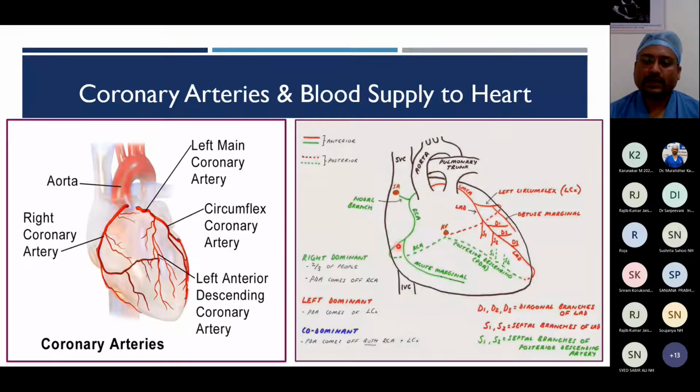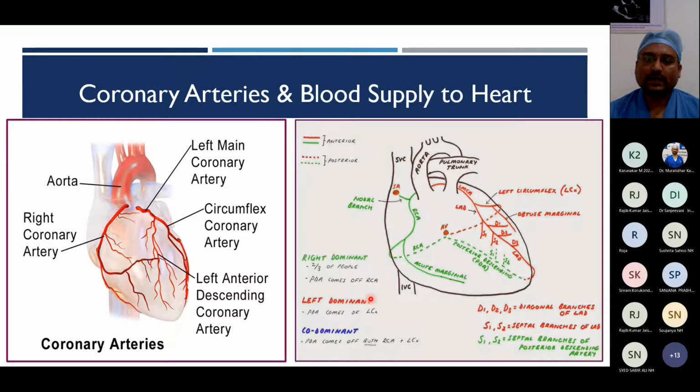Most commonly it is a right dominant system, where the RCA gives the posterior descending artery. In some patients, like 35 to 40%, the left gives the posterior descending artery, called a left dominant circulation. Sometimes both arteries run parallel to each other in the posterior interventricular groove. It's called a co-dominant circulation, which is seen in 5% of patients. This dominance is important to know for regional wall motion abnormalities and culprit vessels. That's why the anatomy and the angiography are very important before you go ahead for the CABG.